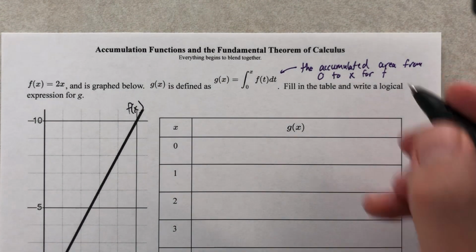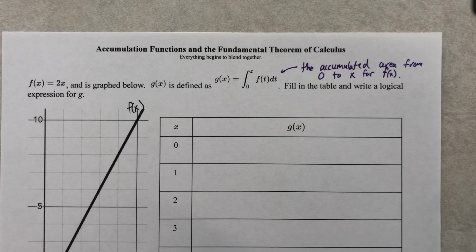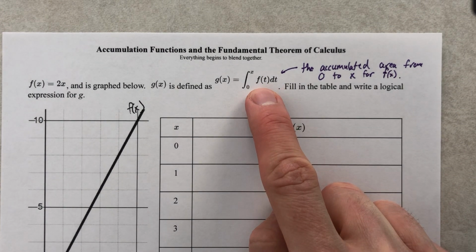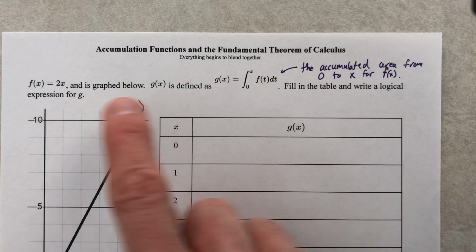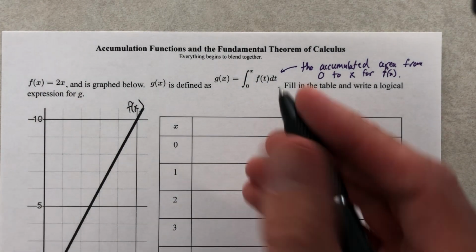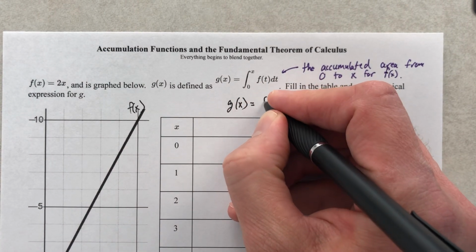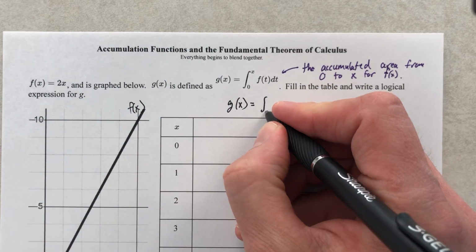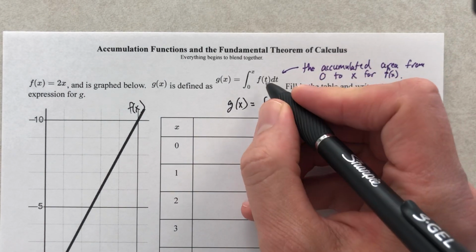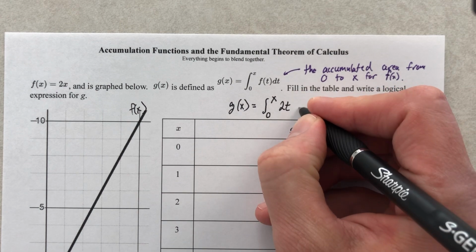Okay, for f of x, call it whatever you want, f of x, f of t, whatever. f of x, or f of t, is defined as 2x. So what I really have is this: g is the accumulated area from 0 to x of f of t. So instead of x, we'll put a t, so 2t dt.